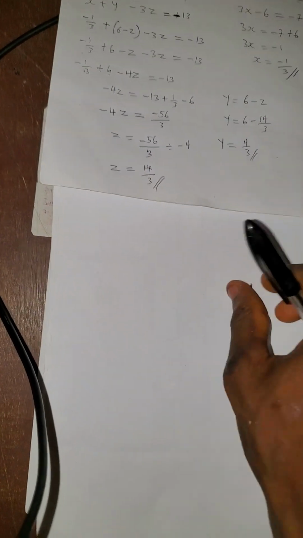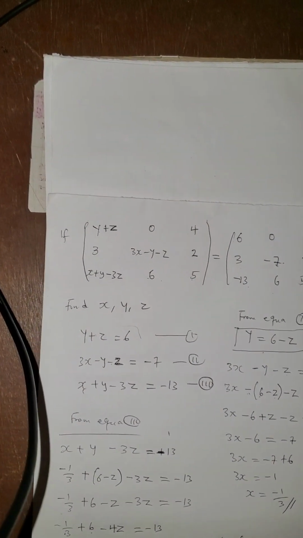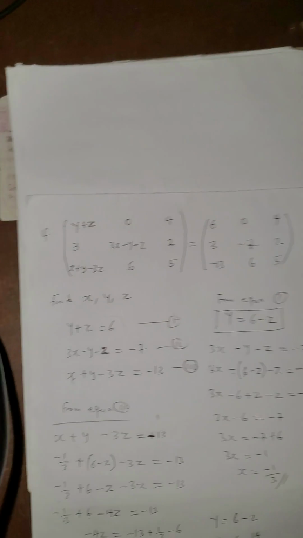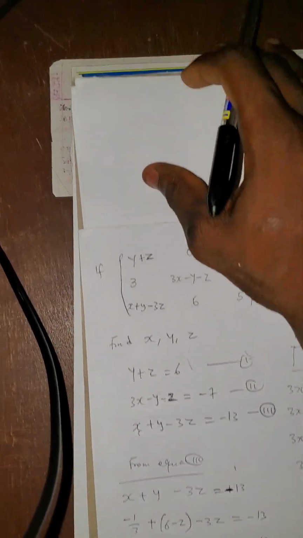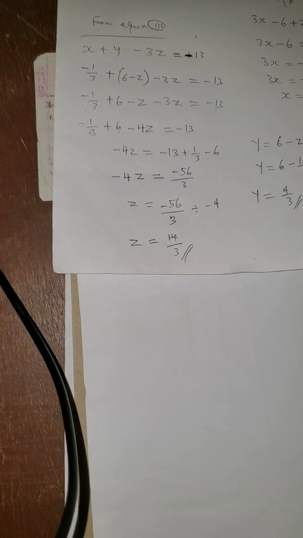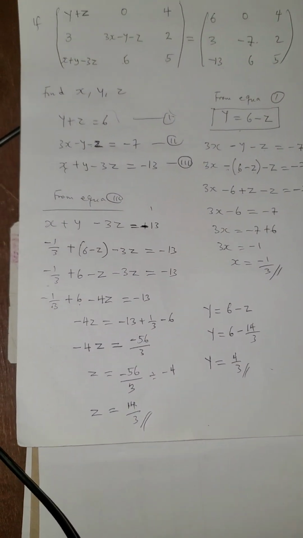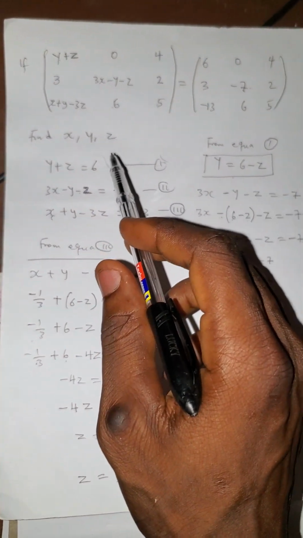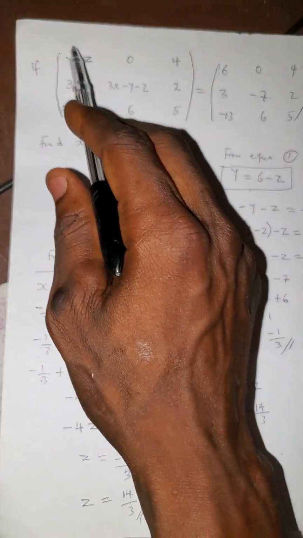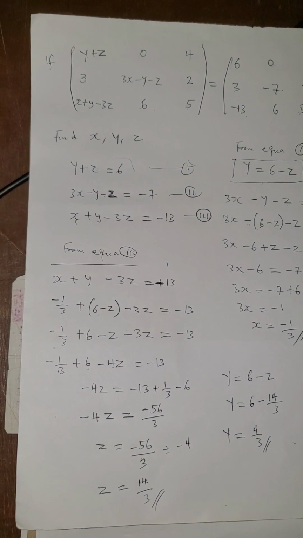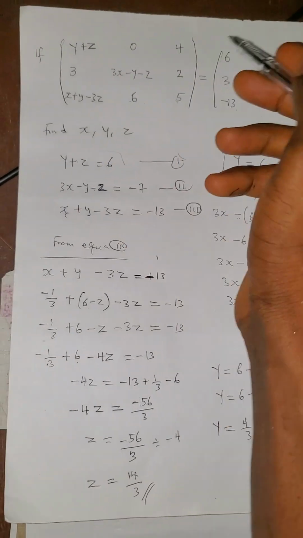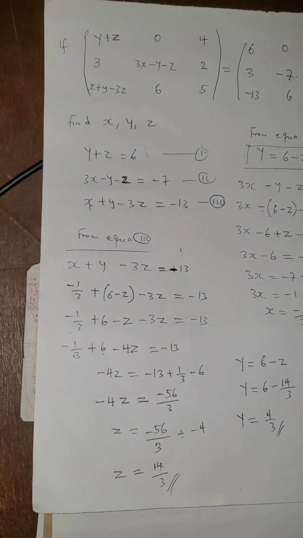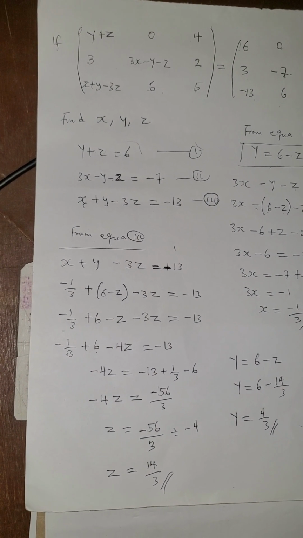Now, let me redo the calculator method again, assuming you want to use the calculator method straight up, you don't want to use the normal method. Now see this. In the equation we are given, this is the question given to us. We have y plus z is equals to 6. Then this one as well, which is 3x minus y minus z is equals to minus 7.